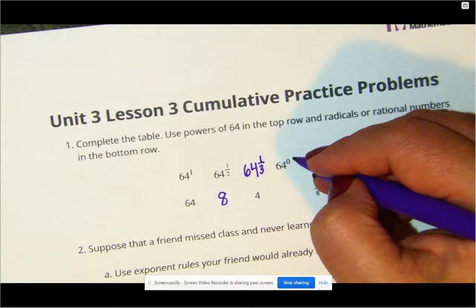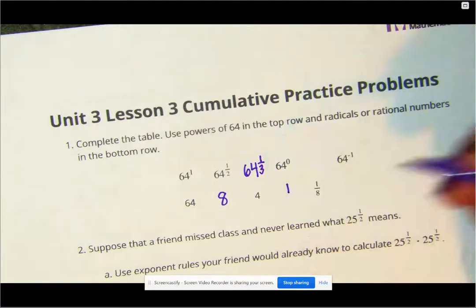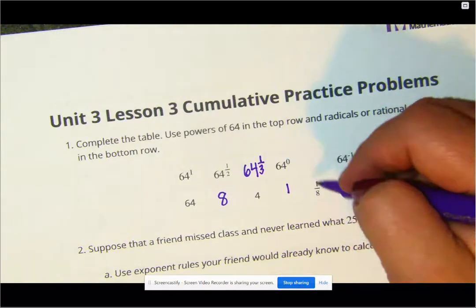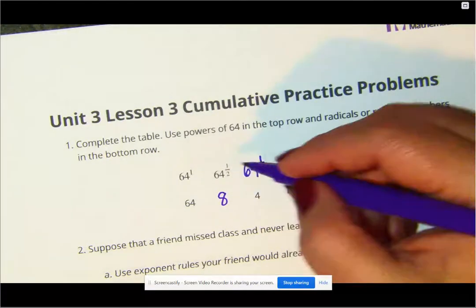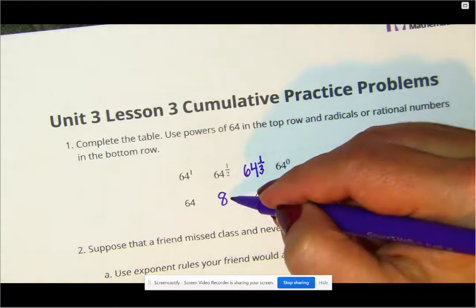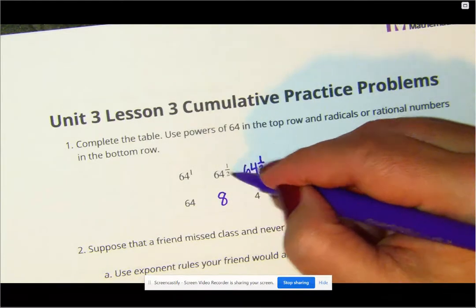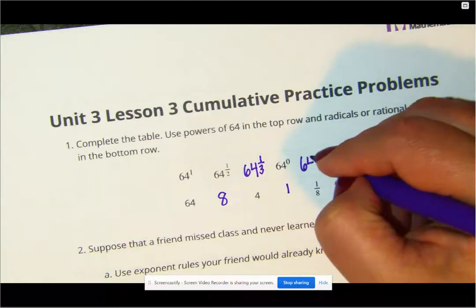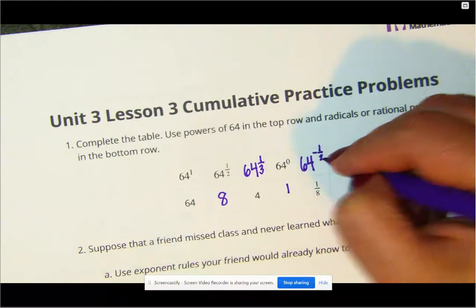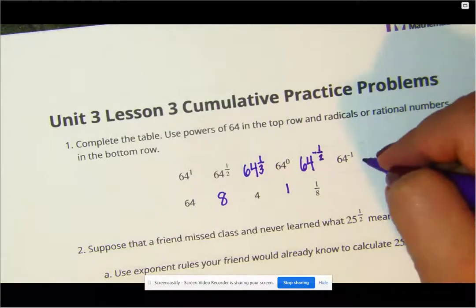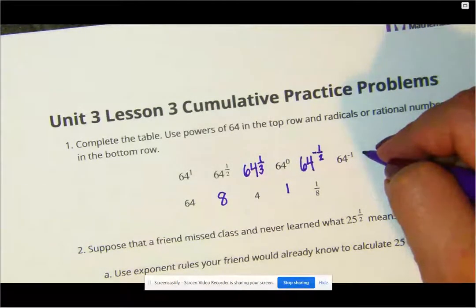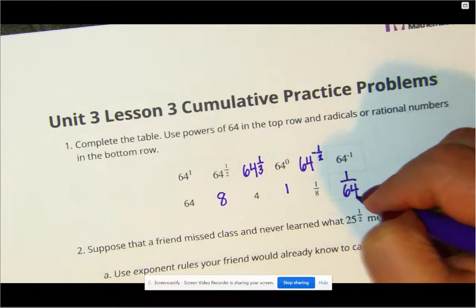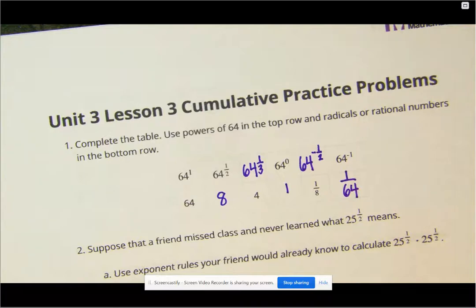64 to the 0, anything to the 0 power is 1. How does 1/8 relate to 64? Well, I know 8 is the square root, but now it's the reciprocal, so that must have meant that this was a negative, right? The negative is what gets me the reciprocal of this. So that'd be 64 to the negative 1/2. And then 64 to the negative 1 power, right? That means I have 1 over 64 to the positive first power.